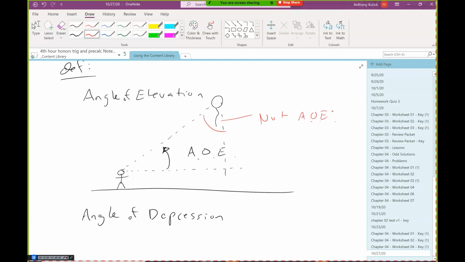What page am I on in the notes? Page 6. So I'm looking at the lessons, page 6. Is that what you're asking? Okay.